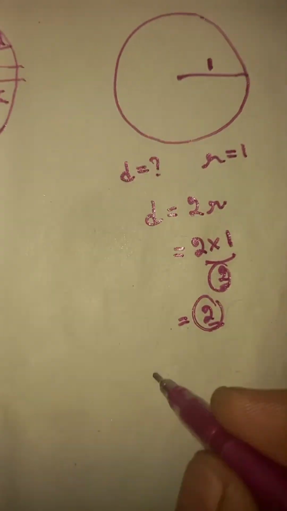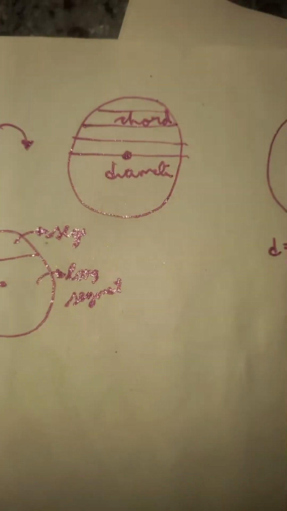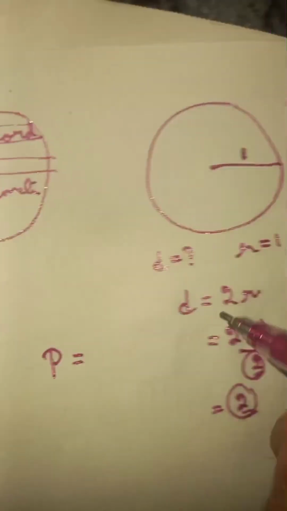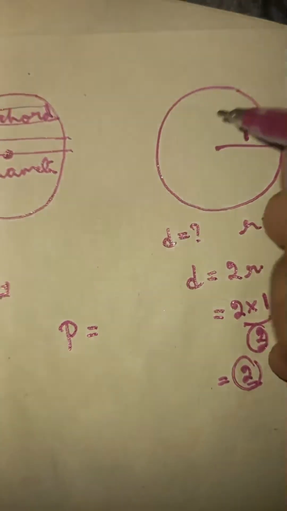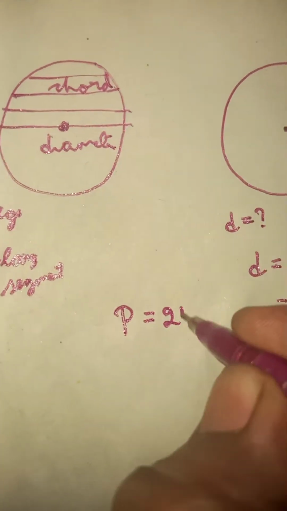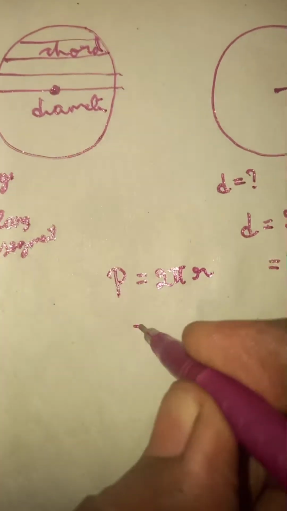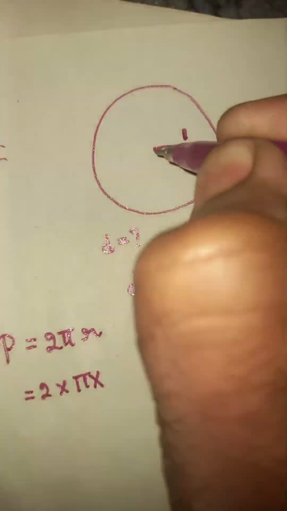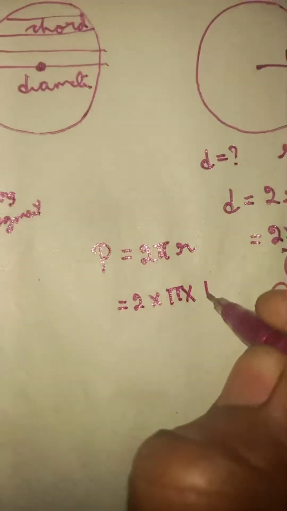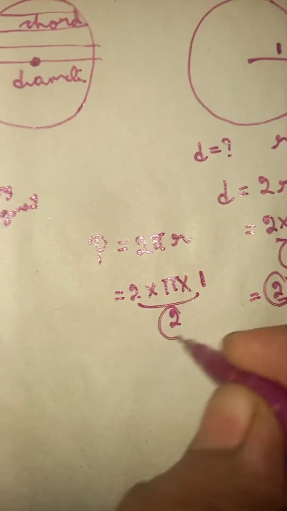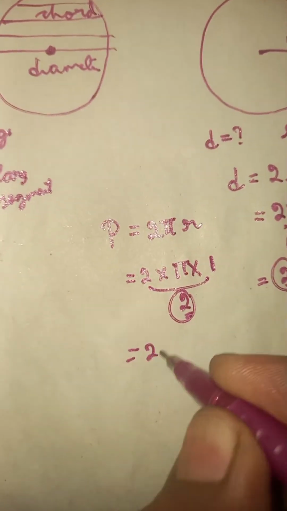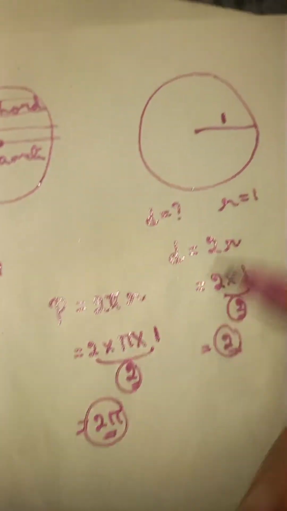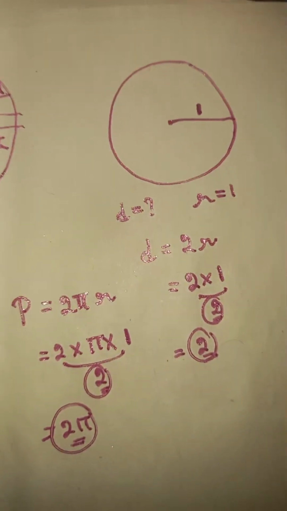Let's find out what's the perimeter. Perimeter of the circle is 2 pi r. So you can write here 2 pi r. It is going to become 2 times pi times the radius, which is 1 unit. 2 times 1 is 2 units. So it becomes 2 pi units, which is the complete perimeter of the circle.